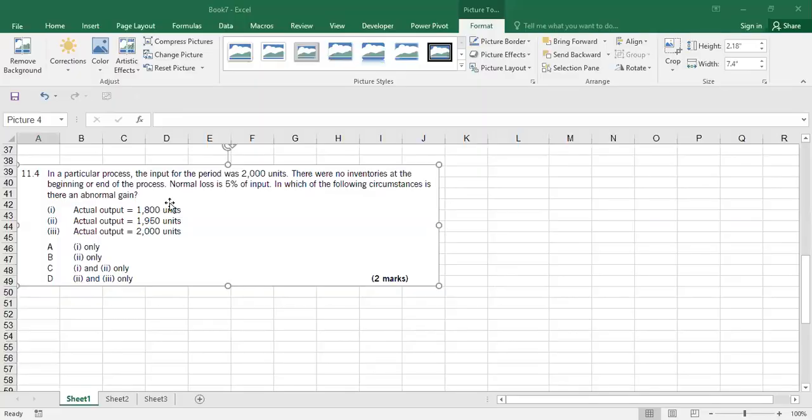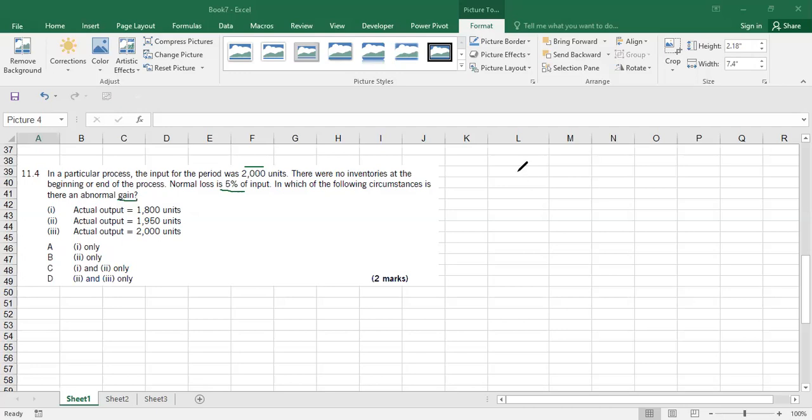Okay, it says that in a particular process, the input for the period was 2000 units. There were no inventories at the beginning or end of the process. Normal loss is 5% of input. In which of the following circumstances is there an abnormal gain?